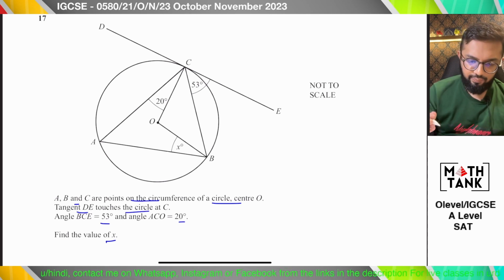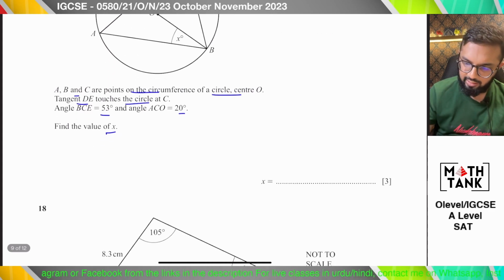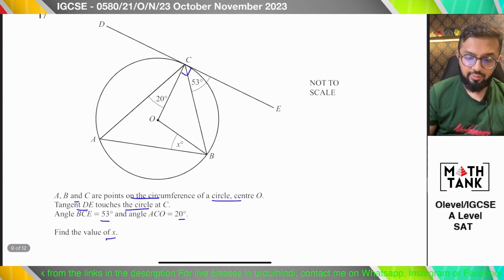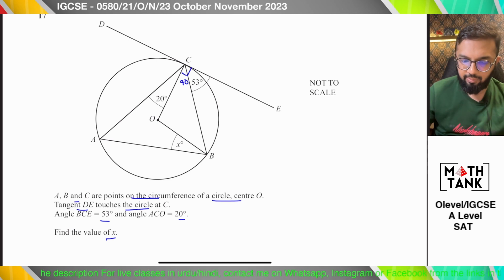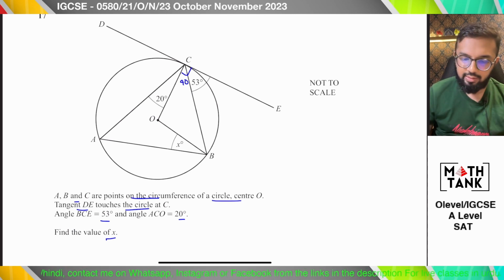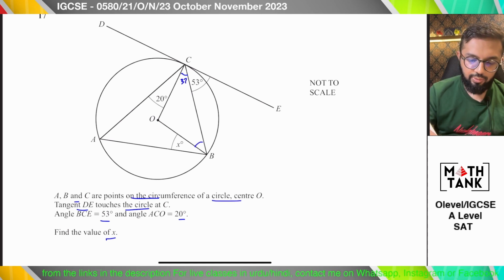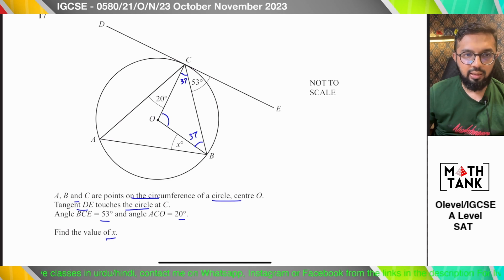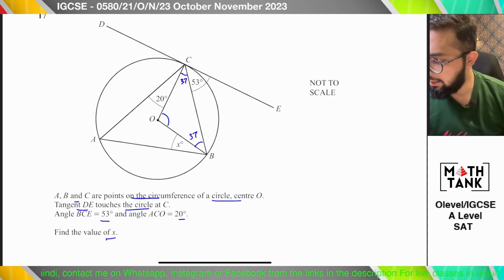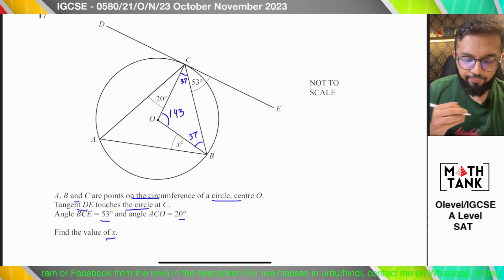Okay, there are two ways of doing this question. This is a tangent, so this should be 90 degrees. Let's see how many marks x is for. It's 3 marks, so it's probably going to take me a bit of time to solve. 90 minus 53 gives me 37. So this angle should be 37. This angle should also be 37 then. And that gives me this angle, which is 180 minus 37. That gives me 143.